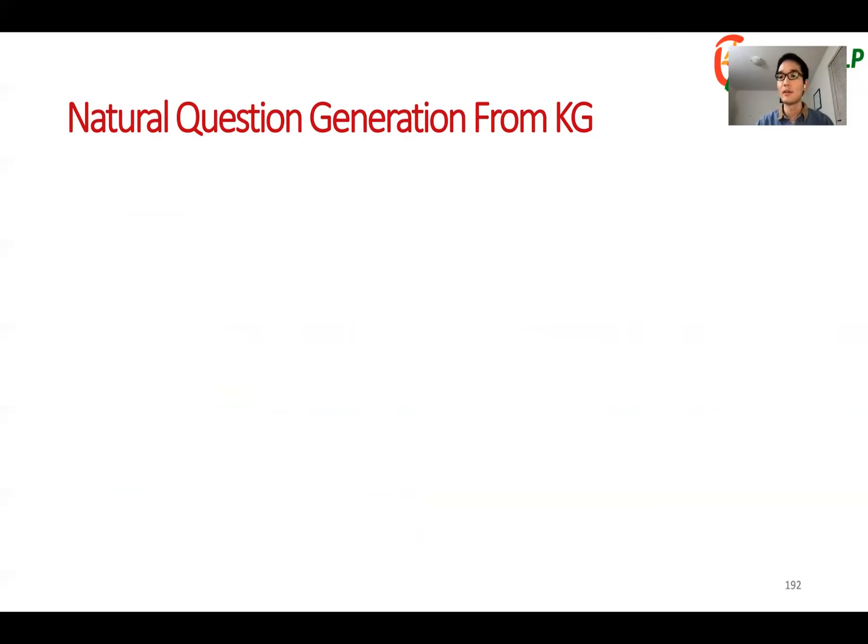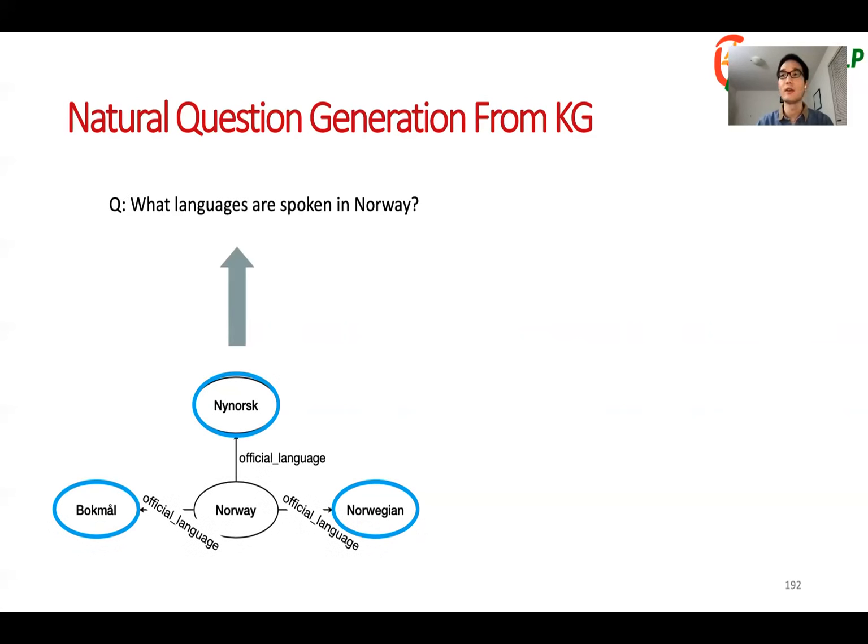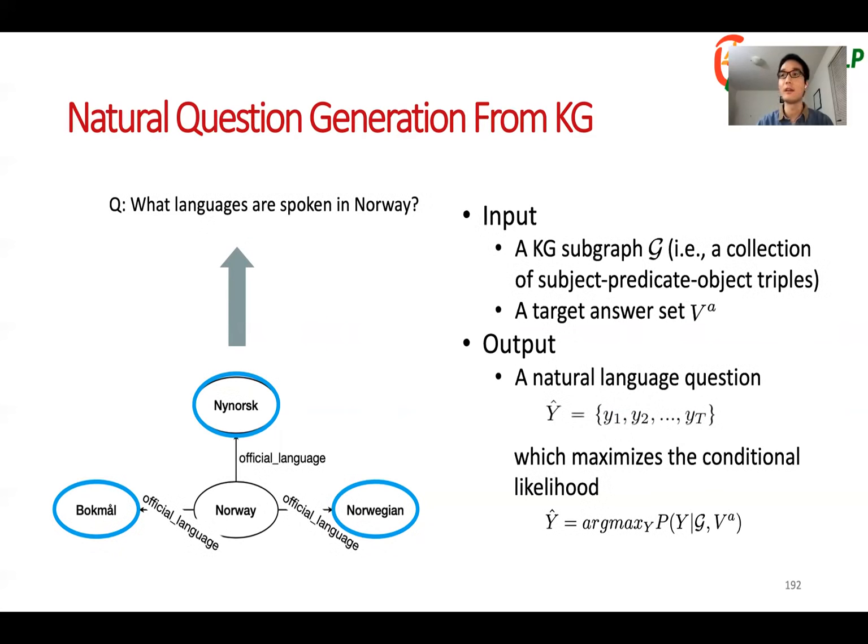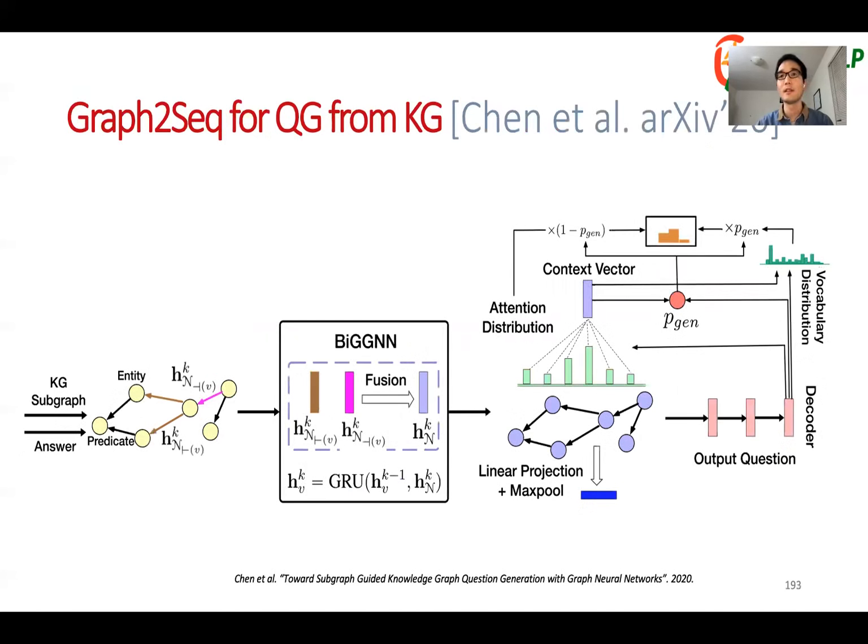The next application we will talk about is natural question generation from KG. This task aims to generate relevant questions from a KG subgraph and a target answer set. The key difference from question generation from text is that its knowledge source is a KG subgraph instead of free-form text. Because the input of this task is a KG subgraph plus an answer set, it is quite straightforward to apply a graph-to-sequence framework to this problem.